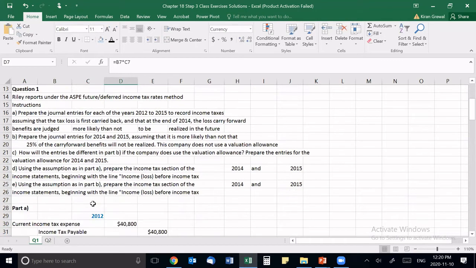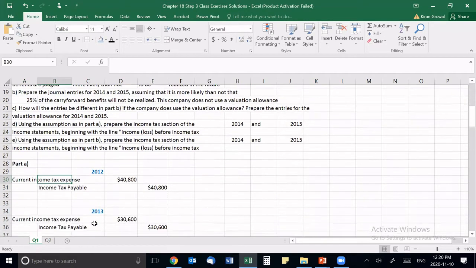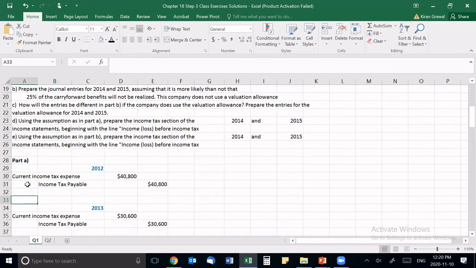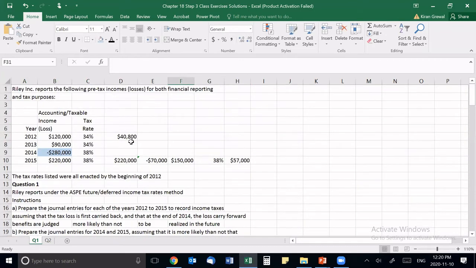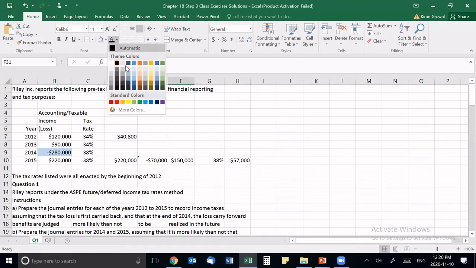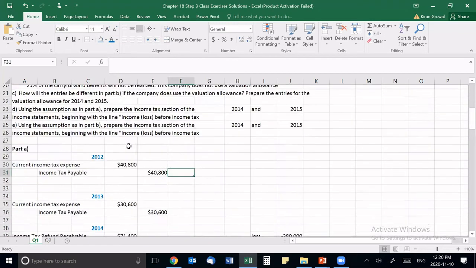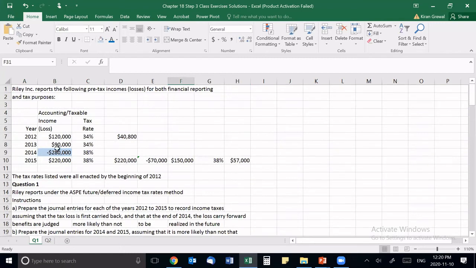2012, we had income. So if you look at 2012, we're going to do current tax expense, income tax payable, 40,800. So this is basically step number 1's journal entry. Okay, so you would have done that in step number 1, current tax expense, 40,800, income tax payable, 40,800. We're going to do the same thing in 2013.